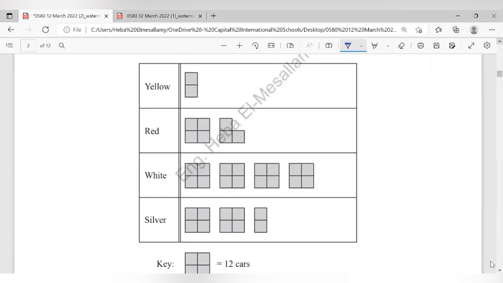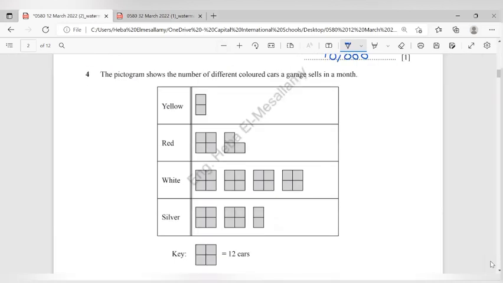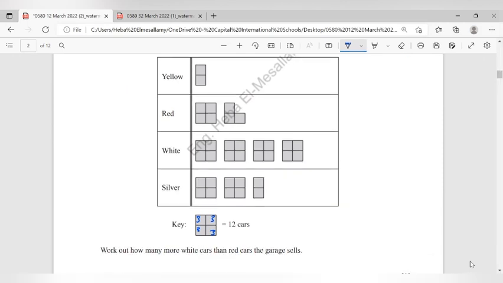Question 4. I have a pictogram here, and the key is given that every 4 squares represent 12 cars, which means each small square represents 3 cars. You just divide 12 by how many squares you have to know the value of each square. First of all, the question is: work out how many more white cars than red cars the garage sells. In this kind of question, how many more, how many less, I'm going to subtract the bigger value minus the smaller one. And usually in this case you'll find that the bigger value is the first one.